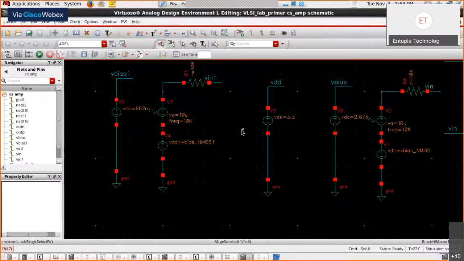V bias 1 is for the NMOSFET. Then V bias is for the PMOSFET. So 3.3 volts minus 662 millivolts of VSG for the PMOS. A slight adjustment there gets you 2.75. A little bit of adjustment might be required to help the tool converge.